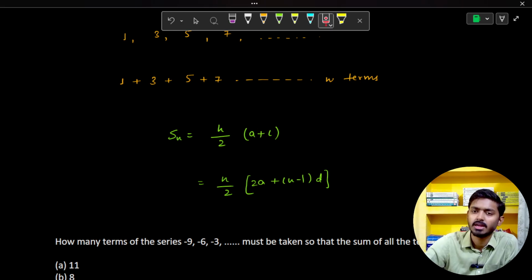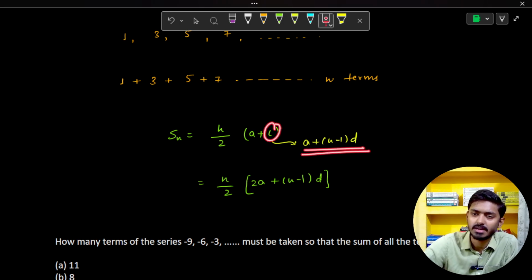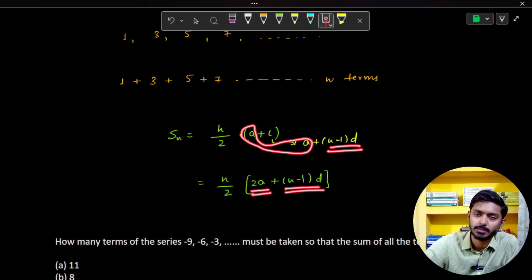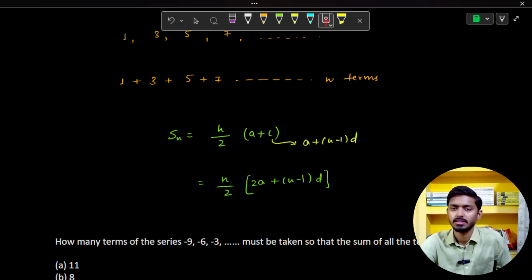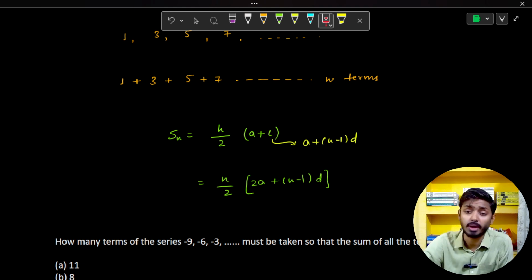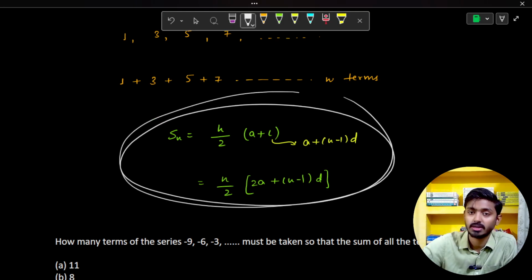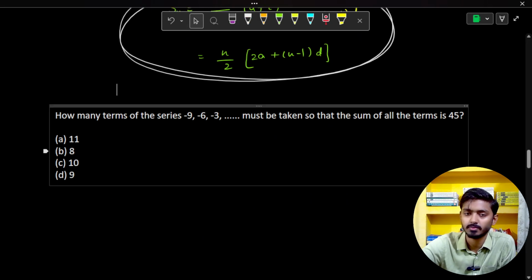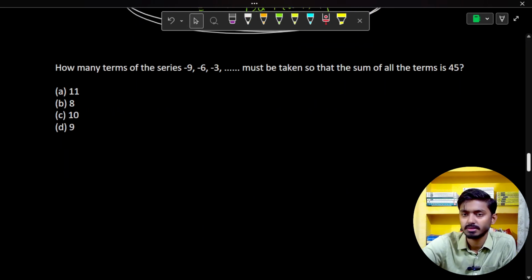Very clear it is. Now you know the formula for l is a plus (n minus 1) into d. If you put the value of l to be a plus (n minus 1) into d over here, you get n by 2 times (2a plus (n minus 1) into d). So you have two such formulae to find the value of Sn, depending on what you are provided with. Again, you have to learn these two formulae. No other way out. You cannot escape this. Alright, anyway, let's try to solve this question.